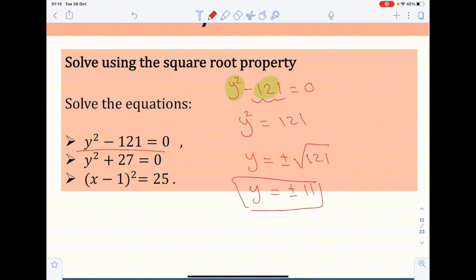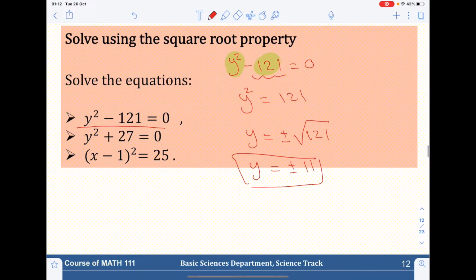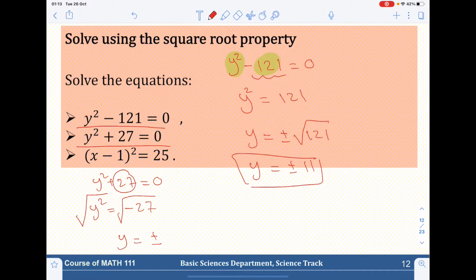Okay, for the second question, y squared plus 27 equals 0. So I'm going to move this to the other side, so y squared equals negative 27. Now I will take the square root of both sides. So I'm going to have y equals plus or minus the square root of negative 27. Now the negative can be taken out as i, times the square root of 27.